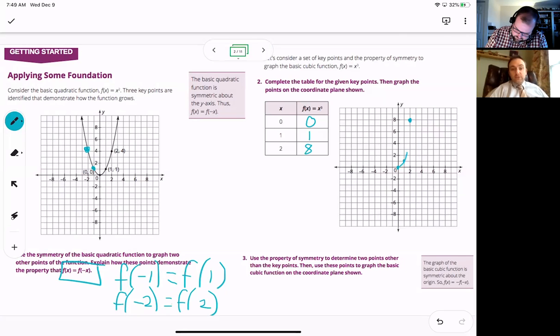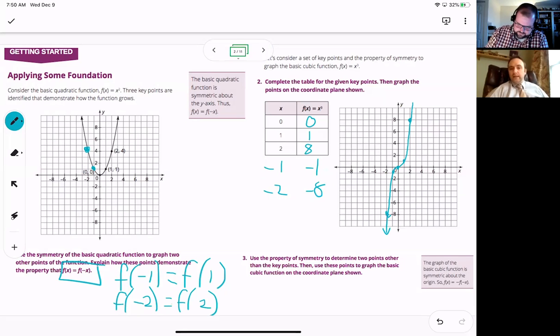Use the property of symmetry to determine 2 points other than the key points. I don't really know what the property of symmetry is, but I think that's where they're talking about the symmetry about that point. So if we had (1, 1), we had (-1, -1). Is the property of symmetry a thing that I just don't know? I don't think it's a capital P property of symmetry. I think it's that this is a property of this function. It has symmetry. Got it. And then connecting those, we look something like this. Then use these points to graph the basic. Okay, so we did that.